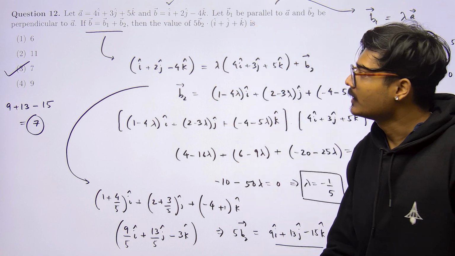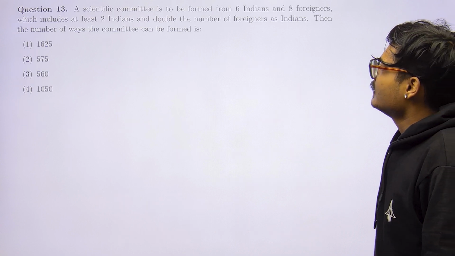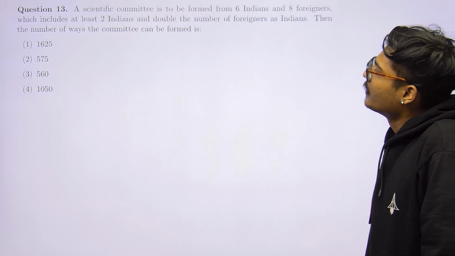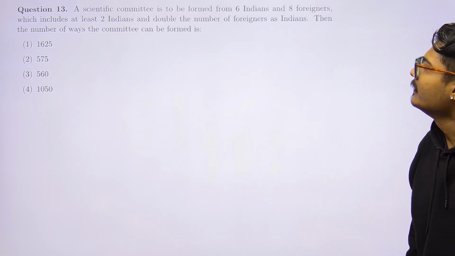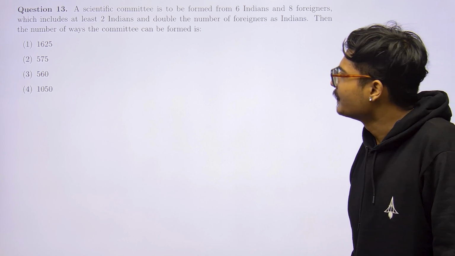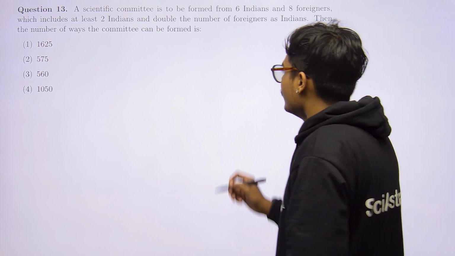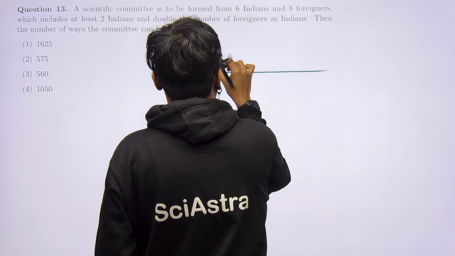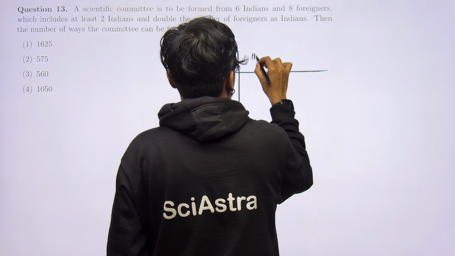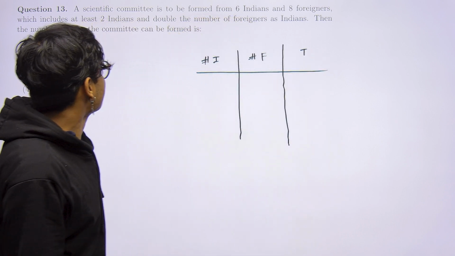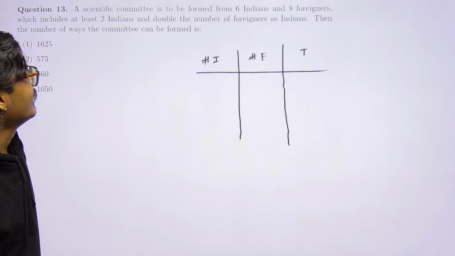Okay. Coming to the next question, a scientific committee has to be formed from 6 Indians and 8 foreigners, which must include at least 2 Indians and double the number of foreigners as Indians. Then the number of ways the committee can be formed is how much? Alright, so let's create a very simple table. So the number of Indians, the number of foreigners, and the total number of ways in which you can do this. So it's given that it should include at least 2 Indians, right?